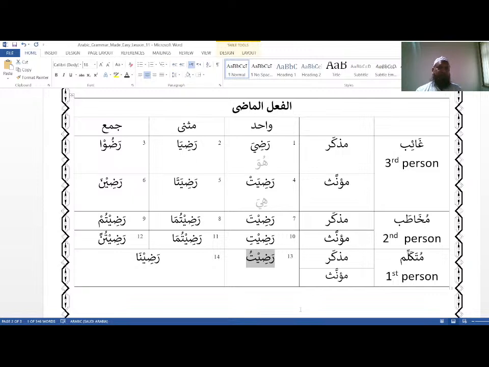رضيت بالله ربا. I'm sure that many of us know this. رضيت بالله ربا، وبالإسلام دينا، وبمحمد رسولا ونبيا. So this figure comes there. Raditu, I'm happy. Billahi Rabban, with Allah as a Lord. I'm happy to make Allah my Lord. وبالإسلام دينا, and Islam as a religion. وبمحمد, and I'm happy to make Muhammad sallallahu alaihi wasallam Rasul and Nabi. So that's Raditu.